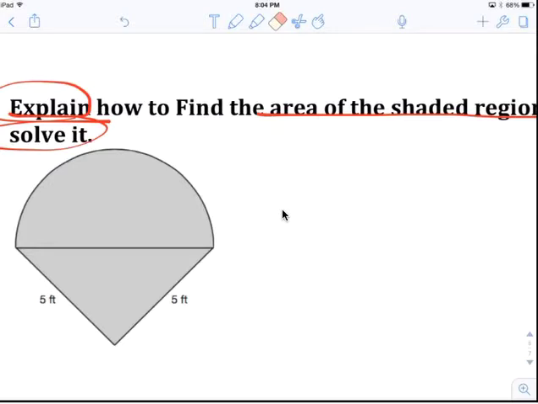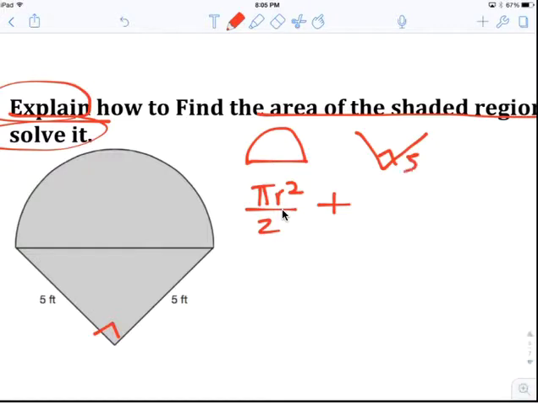I'm going to solve it first and then explain. I'm going to find the area of a half circle. The area of a circle is pi r squared, and because it's half a circle, I divide by 2. That's how you explain it. You need to define r too. Then you would add the triangle. This is 90 degrees right here, 5 and 5. I add because they're attached to each other.